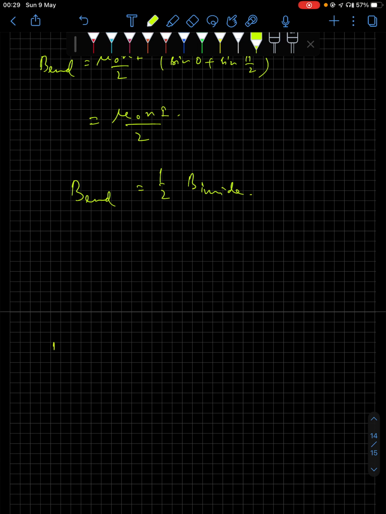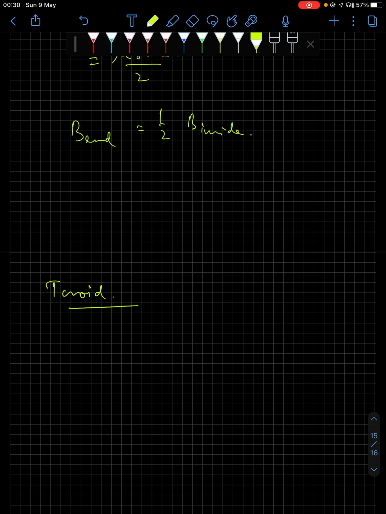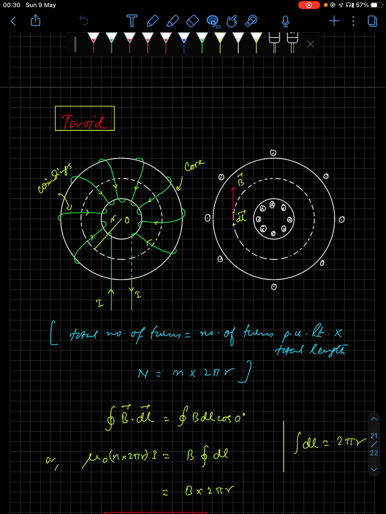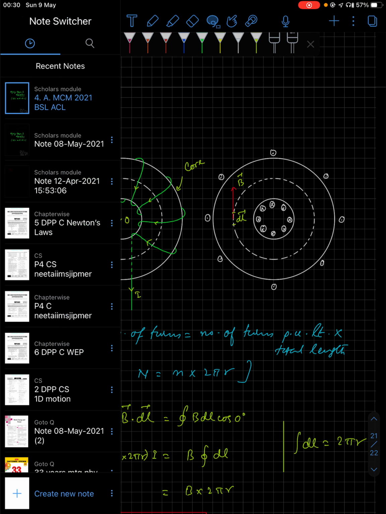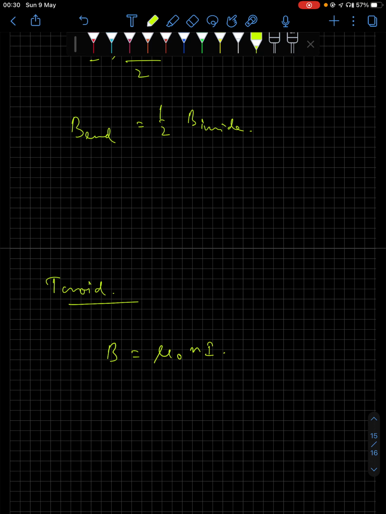So the next application is the toroid. So what is a toroid? A toroid is an endless solenoid, right? If you connect both ends of a solenoid, then it becomes a toroid. Again, straight away we can write down the relation for the toroid. We don't need derivations and all. So the relation is just like the magnetic field of a solenoid, which is mu naught N i.